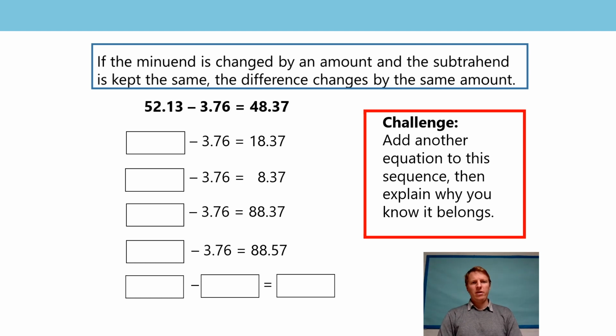Okay, so your independent work is still using that same generalization. Let's read it one more time together. Come on with me. If the minuend is changed by an amount and the subtrahend is kept the same, the difference changes by the same amount. You've got one known calculation at the top, which is 52.13 subtract 3.76 is equal to 48.37. Think about what's changed and what stayed the same. And then think about in the other calculations, are you going to work from the bold calculation, or are you going to work from one of the ones you've just worked out?